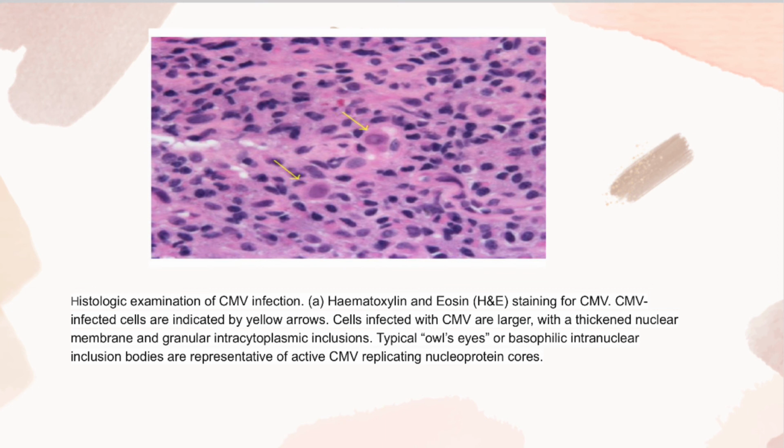Hematoxylin and eosin staining for CMV. CMV-infected cells are indicated by yellow arrows, as you can see in the picture. Cells infected with CMV are larger with a thickened nuclear membrane and granular intracytoplasmic inclusions. Typical owl's eyes, or basophilic intranuclear inclusion bodies, are representative of active cytomegalovirus replicating nucleoprotein cores.